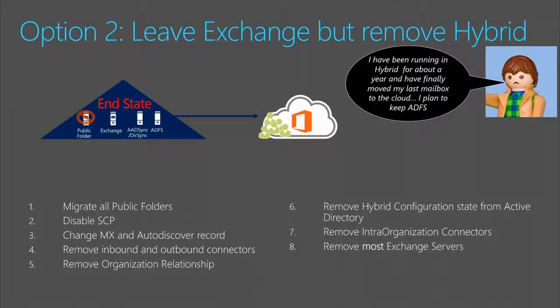But the difference between this one and removing Exchange and hybrid is I'm removing most, but not all Exchange servers. If you only need recipient management, you can have 2 underpowered virtual machines doing recipient management. You don't need these powerhouse servers. You can have a SAN if you want, but there's really no reason.